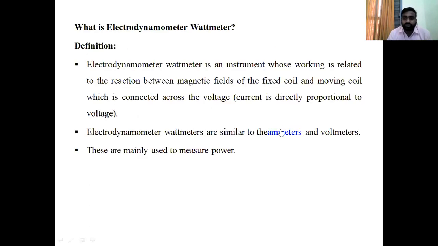How can the electrodynamometer type wattmeter be defined? We have already seen in the introduction that there are two coils present: one is the current coil and the second is the pressure coil, potential coil or voltage coil. The current coil is connected in series to the line, whereas the voltage coil is connected in parallel to the line. The electrodynamometer type wattmeter is quite related to the behavior of magnetic field.